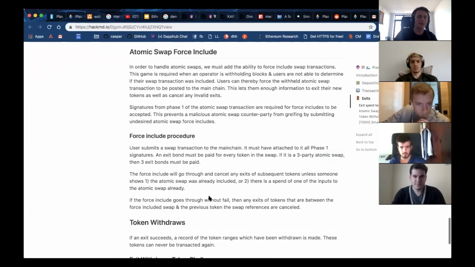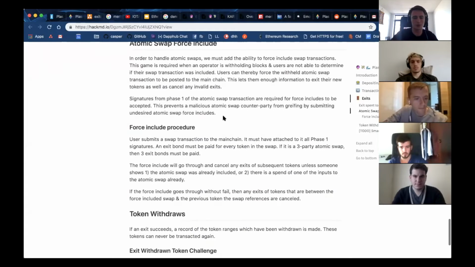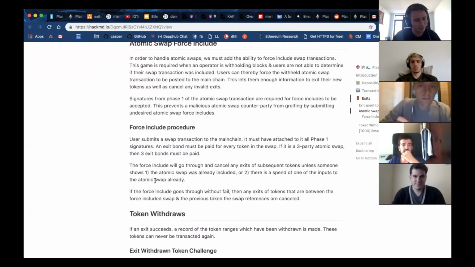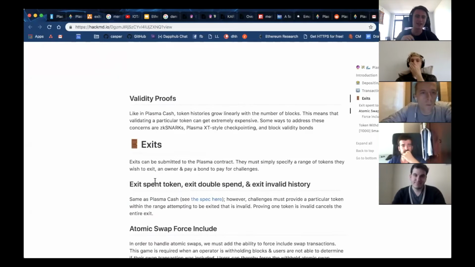So I need to add some diagrams to this. I wouldn't be surprised if you don't fully follow. Could you provide some more details on the signatures from phase one? Because there is something written on this.